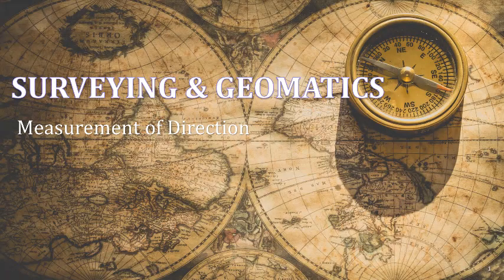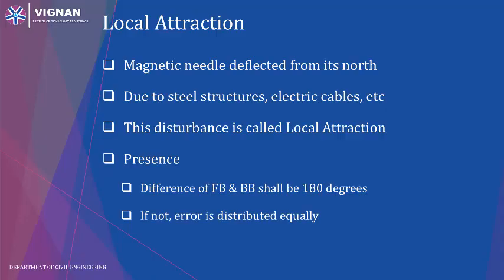In this class, we are going to talk about local attraction, which is very important in measurements of directions. In measurement of direction, we use a freely suspended magnetic needle in order to get the north and south pole.